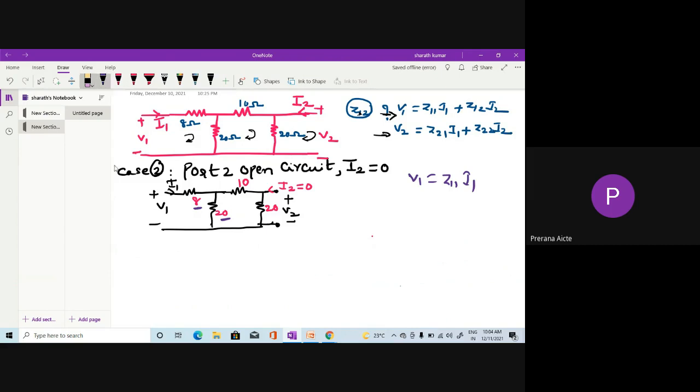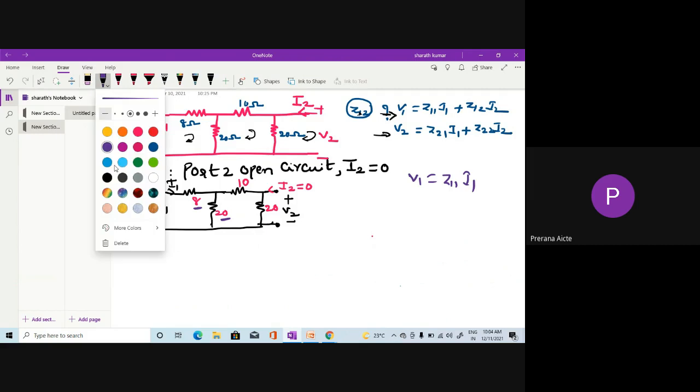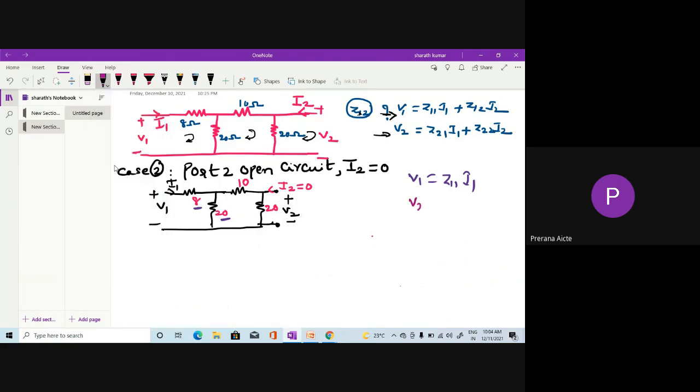So we need to find Z21, right? So in order to find Z21 again, we have another one: V2 is equal to Z21 I1. So how are you going to find out Z21? Z21 has V2 here.